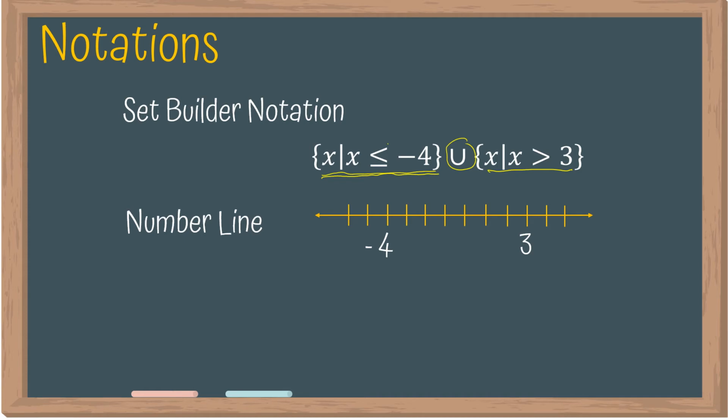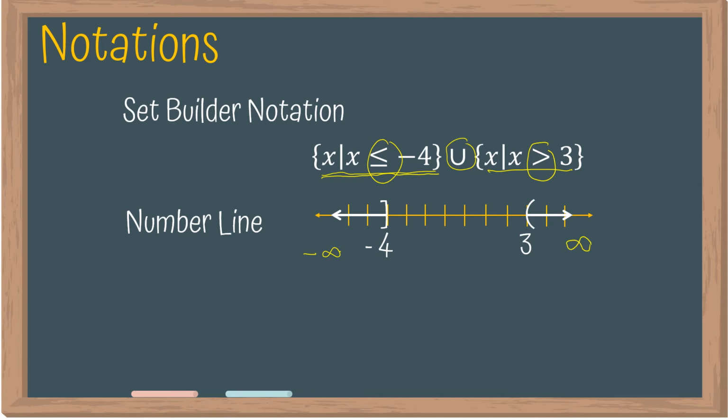Since we make use of the less than or equal to, it goes with a bracket. So dahil less than or equal to, that will be going to the left side, going to negative infinity. And then for +3 here, since we make use of a greater than symbol, it goes with a parenthesis. So greater than values, that will be all values going to the right, going to positive infinity.